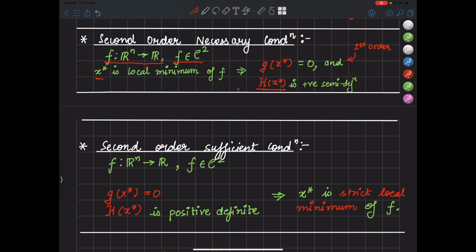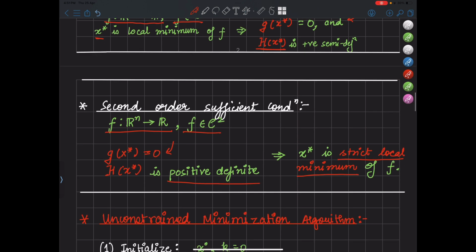So there is a second order sufficient condition: if f is a real valued function with multivariable input, and f is twice differentiable, then if its gradient at x star is 0 and the Hessian is positive definite at that point, then x star is a strict local minimum of f. So these are the sufficient conditions.